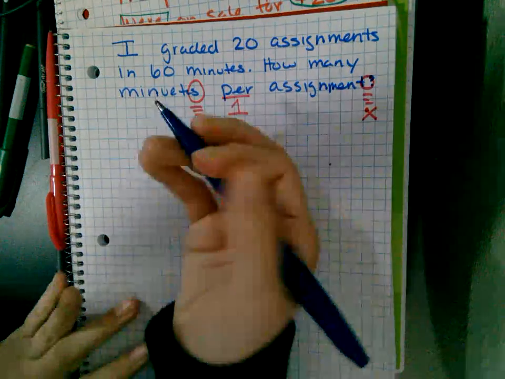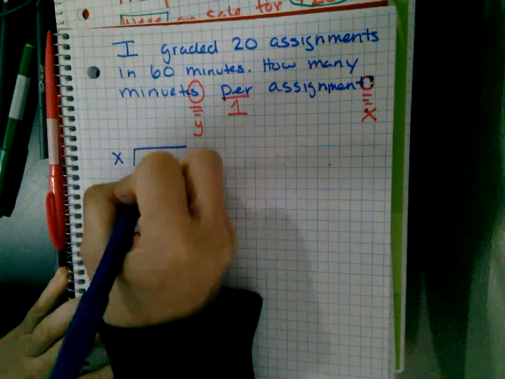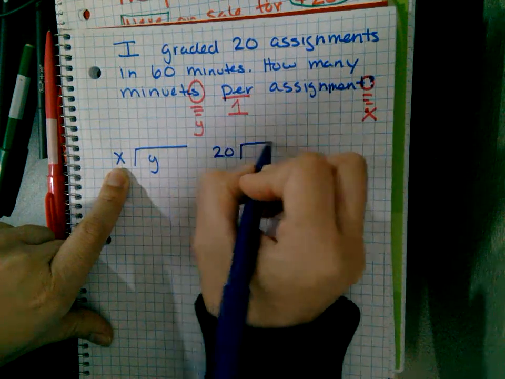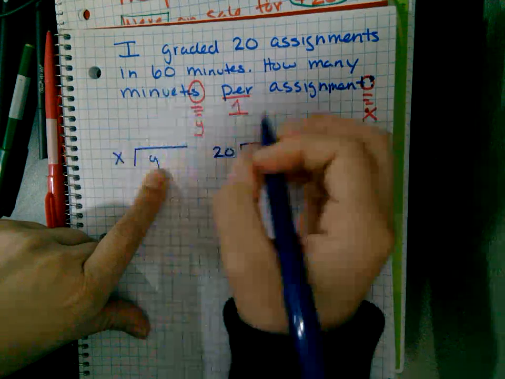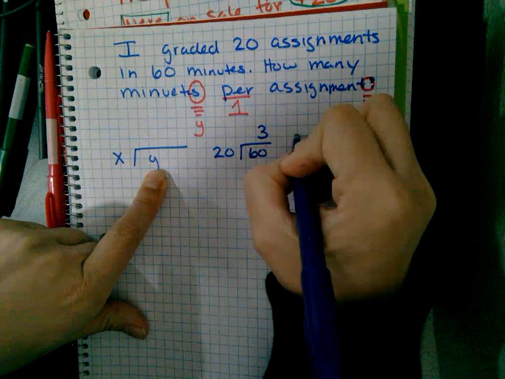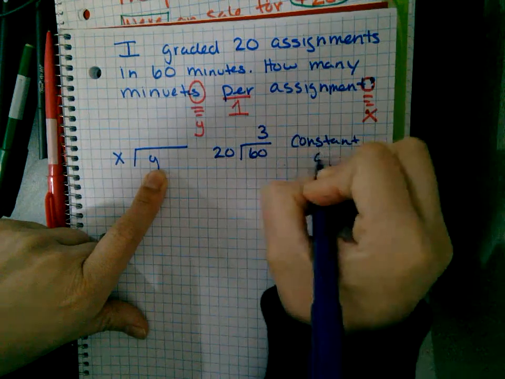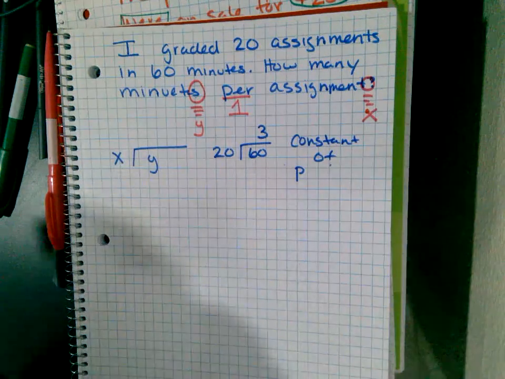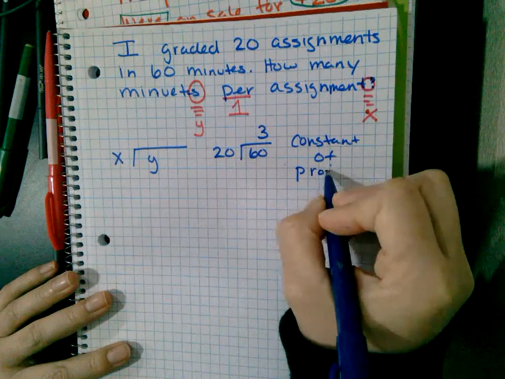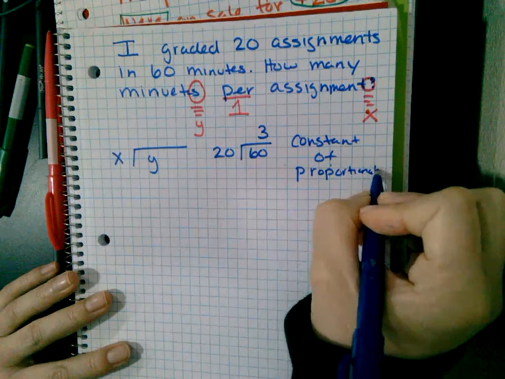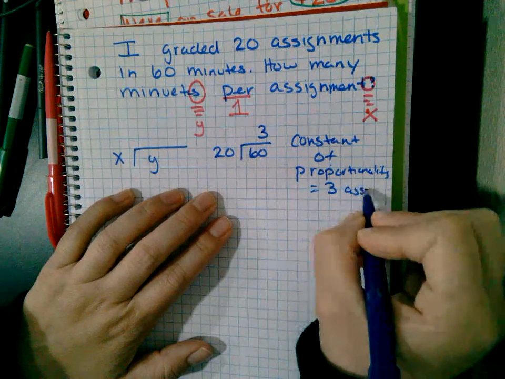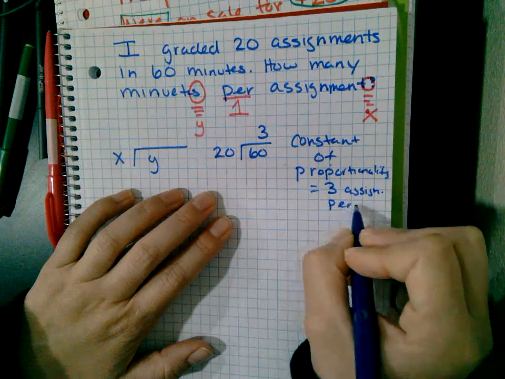All right, so we're going to divide. You're going to put X outside and Y inside. So X is my assignment, so that's 20. Y is my minutes, so that's 60. And we have a 3. So that means my constant of proportionality, a fancy word for unit rate, equals 3. 3 assignments per minute.